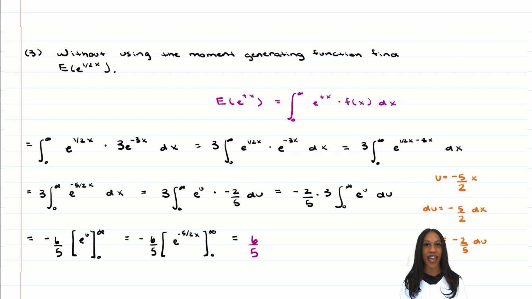And there you have it. We found our moment generating function. We used the moment generating function to find our expected value. And then we found our expected value not using the moment generating function.